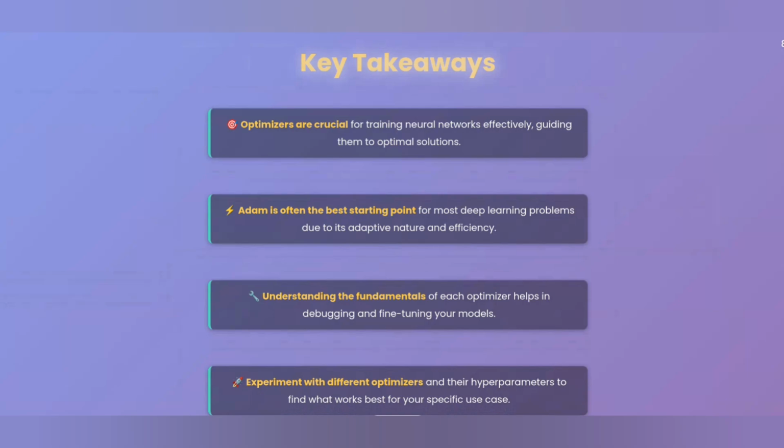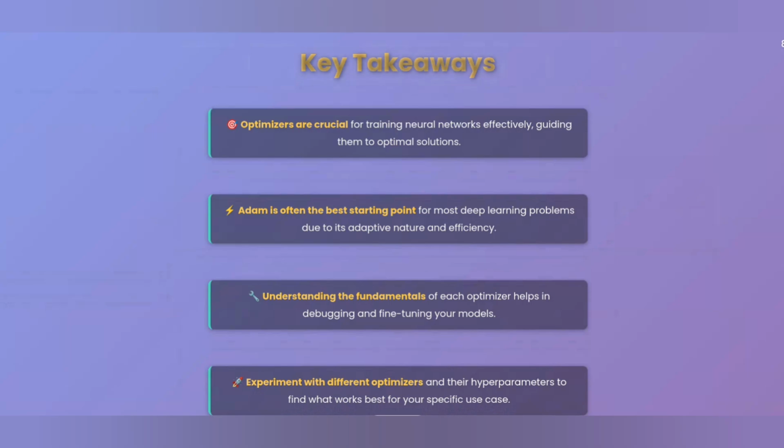Second, Adam is often your best starting point. Unless you have a specific reason to use something else, Adam's combination of speed and reliability makes it the Swiss Army knife of optimizers. Third, understanding these fundamentals helps you make informed decisions. When Adam isn't working, you'll know whether to try SGD for stability or RMSprop for sparse data.